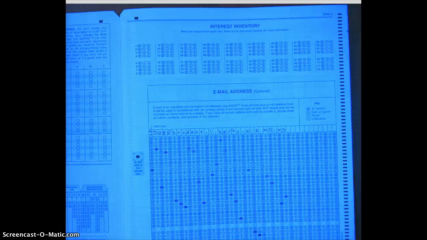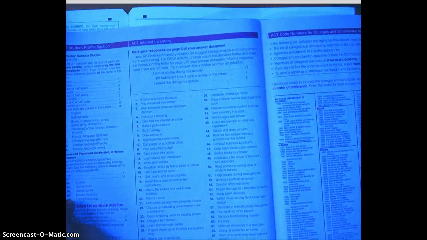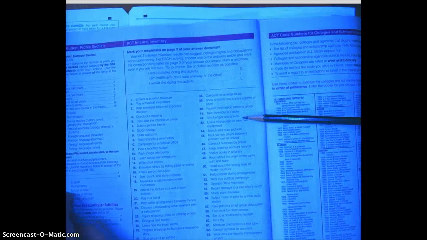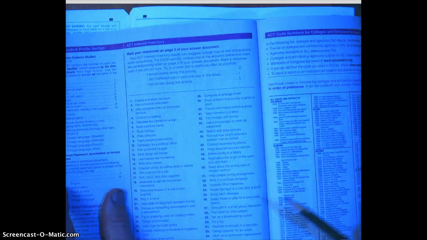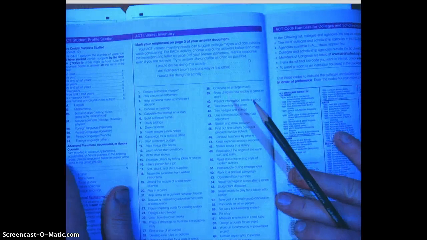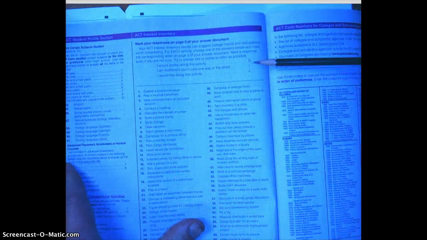The interest inventory is things related to activities and organizations that you might like to do on campus when you get to school, or in the community when you get to the school of your choice. And so what it's asking you to do in the interest inventory on page 3 is that each of these prompts calls for one of 3 answers.